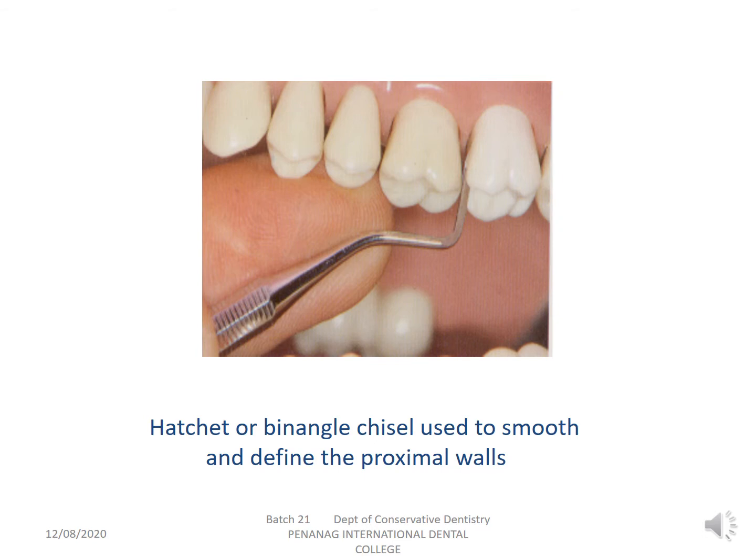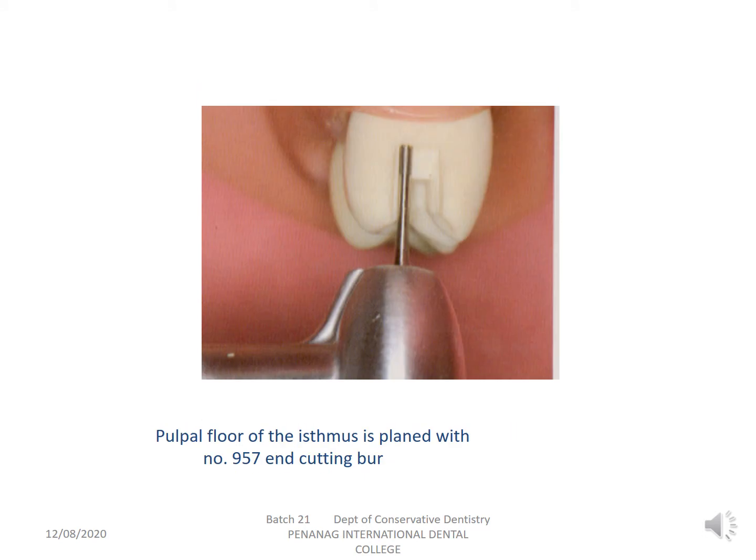Take a hatchet or a bi-angle chisel and smoothen the facial as well as the lingual or palatal surfaces of the proximal box. Take an end cutting bur, 957 end cutting bur, and smoothen the pulpal floor of the isthmus.